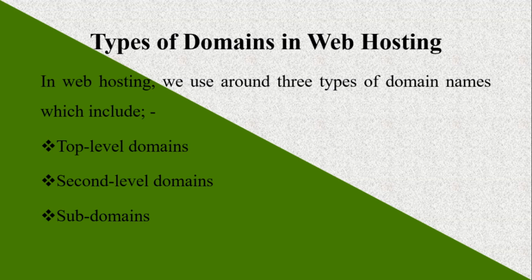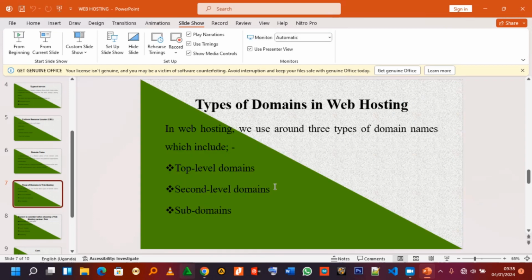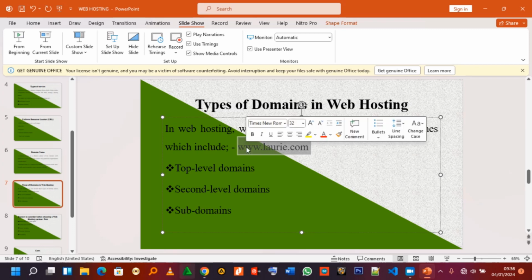The second level domains actually follow the top level domain to the left. Let me just give you an example briefly here. For example, if I have www.lorry.com, this is just a URL, an address to my web page or my website.